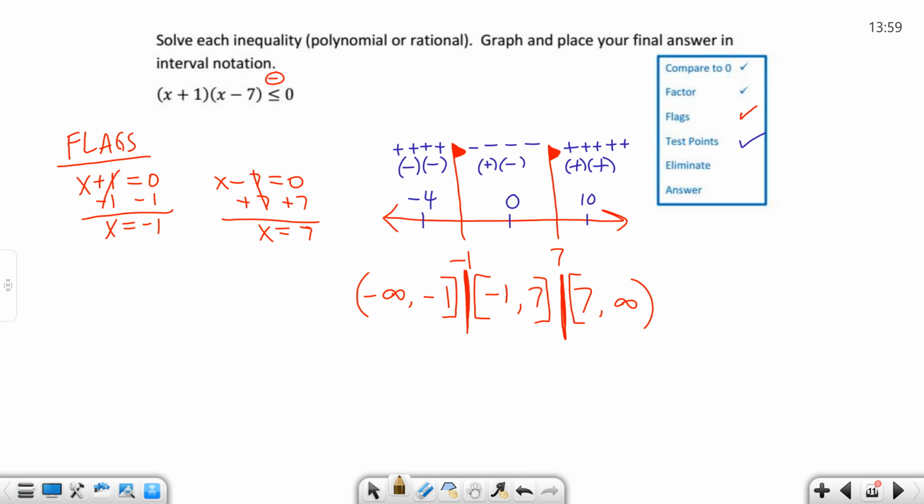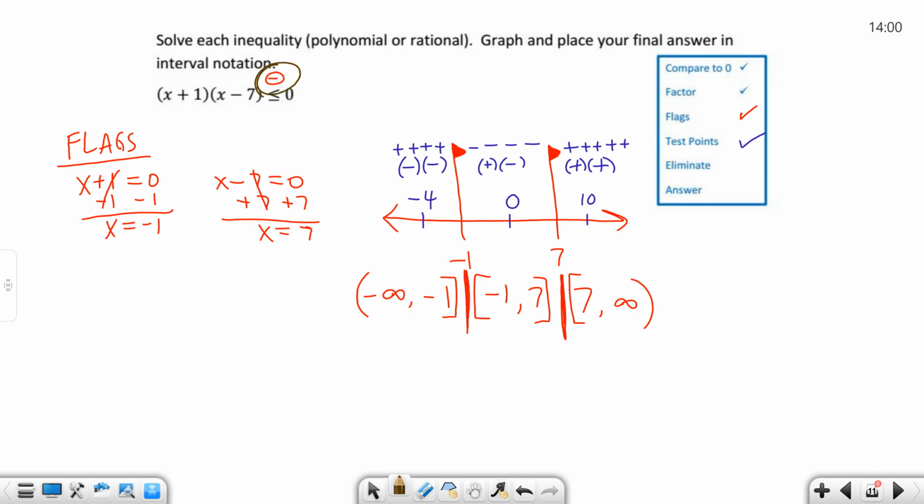Okay? And the flags and the test points are where most of the work is. Sometimes getting an equal to 0 is tough, and then factoring it's even tougher. But flags and test points are where the bulk of the work is many of the times. But you can have a fair amount of work in the first 2 steps. Once you get past those 2 and get down to the bottom 2, it's really, really quick at this point.